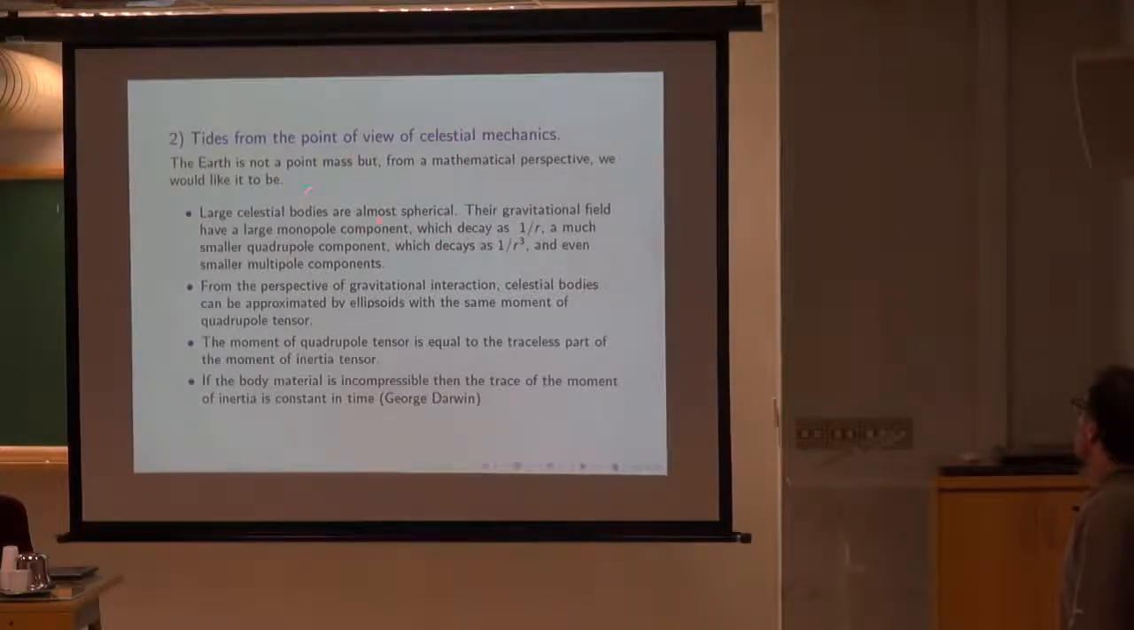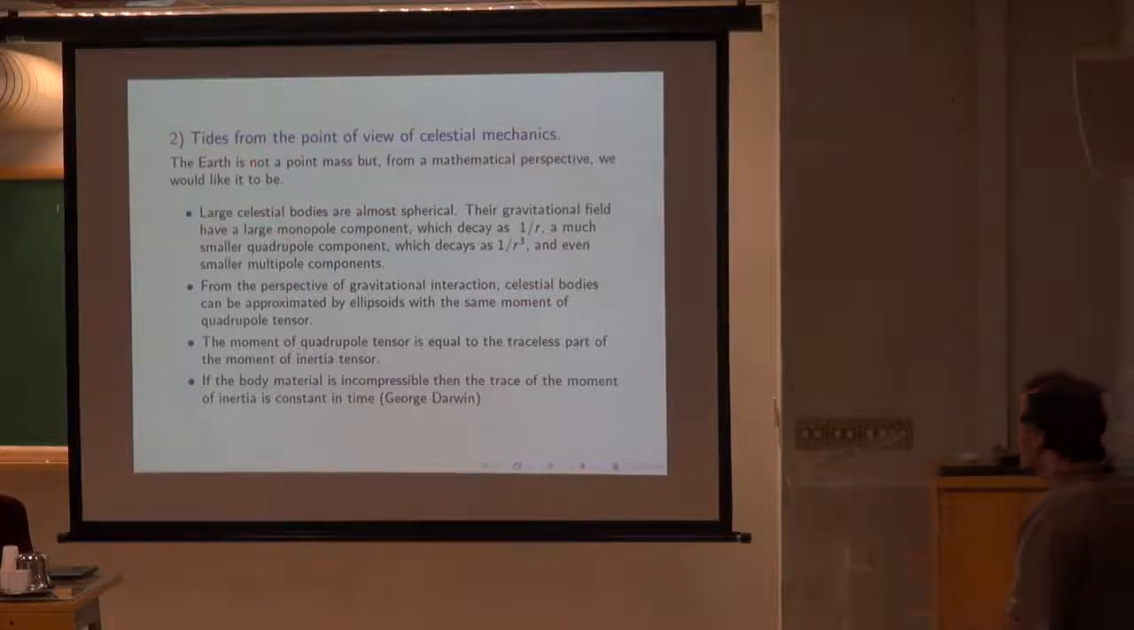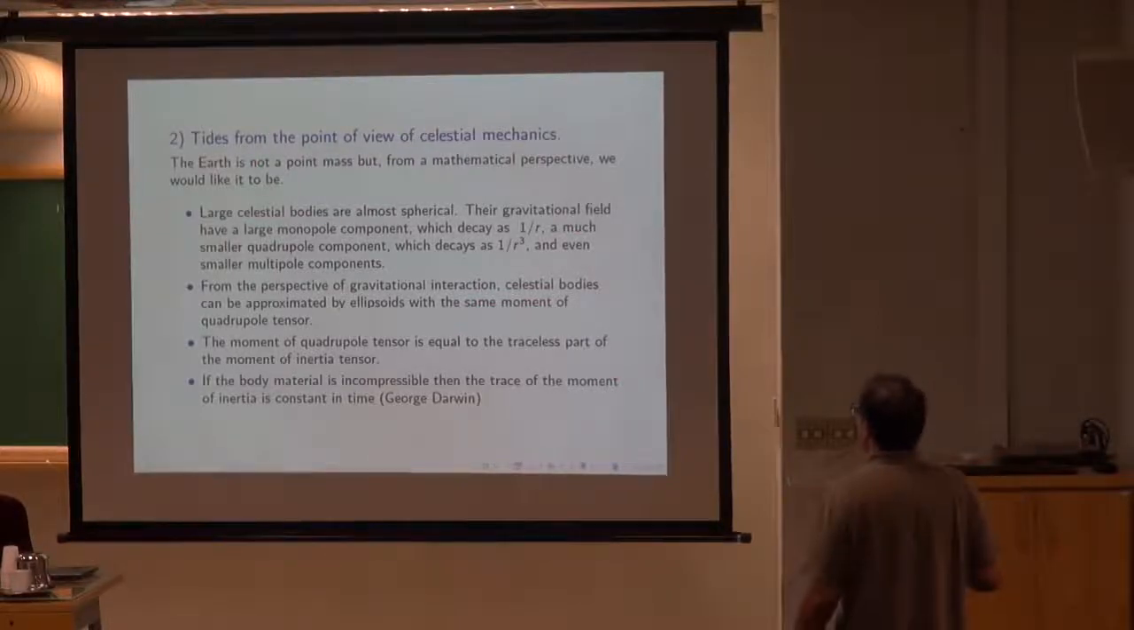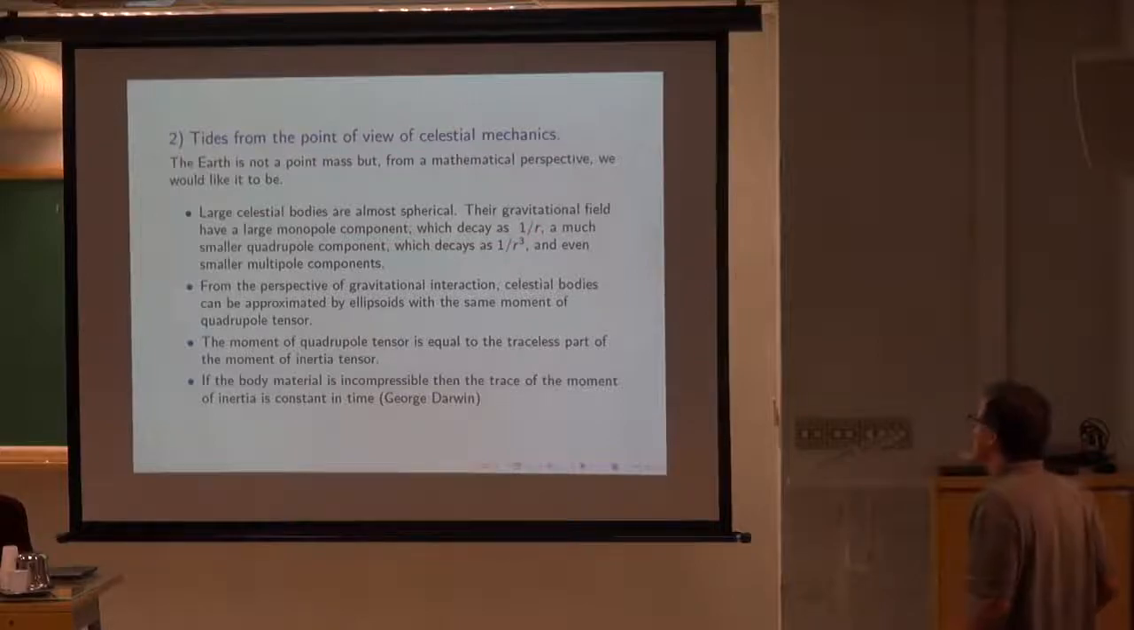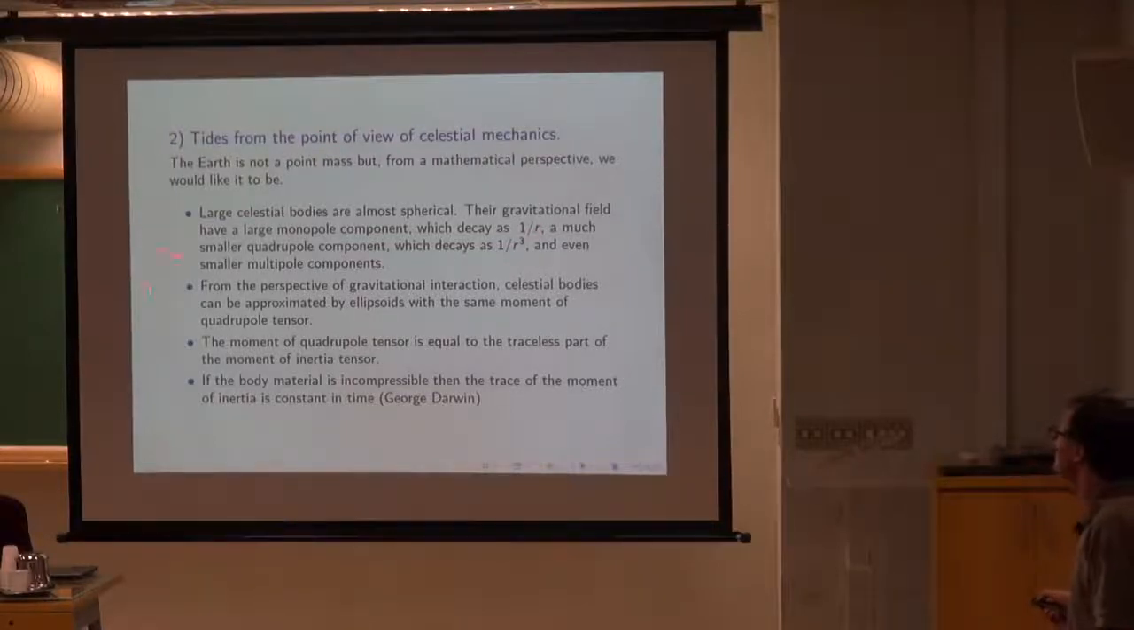So large celestial bodies are almost spherically symmetric due to gravity, essentially. Large celestial bodies, at least, not asteroids. The gravitational field has a large monopole component with decay 1 over r, a much smaller quadrupole component with decay as 1 over r cubed, and even smaller multipole components. Right? So you have the monopole component, the quadrupole component, and corrections.